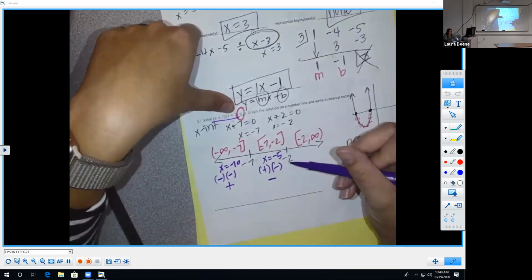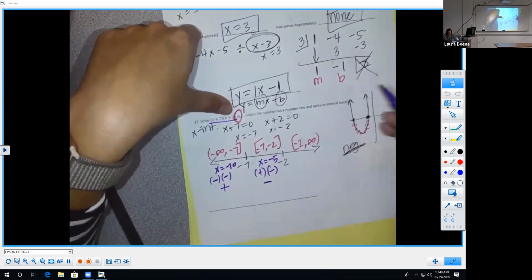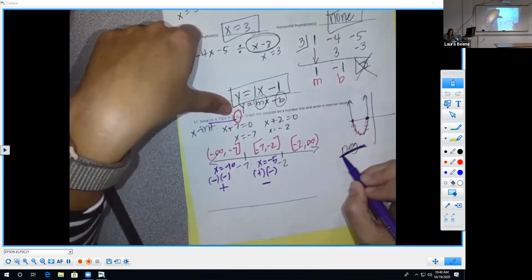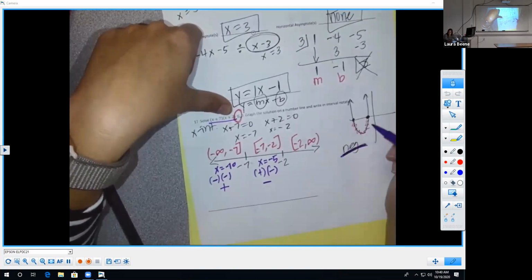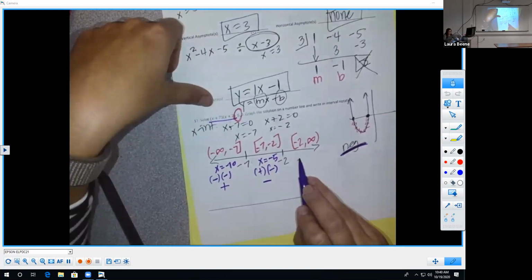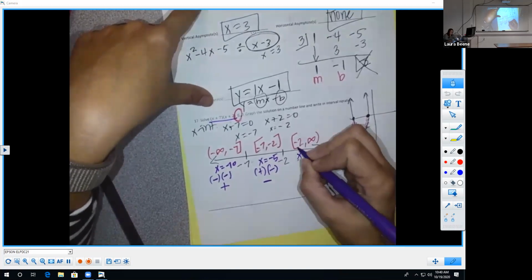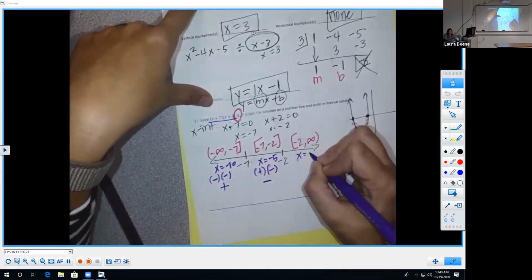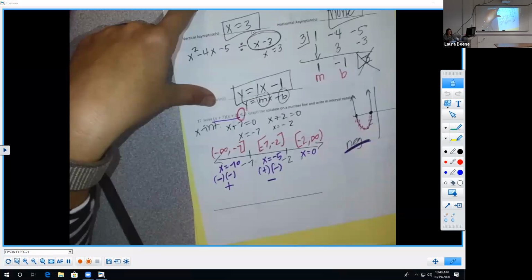Okay, is that the part of my graph that I want? Yes, because I wanted negative numbers. Okay, that's this part underneath the x-axis. Over here, pick a test value, a number between -2 and infinity. We'll pick 0 because it's the easiest one to pick there.